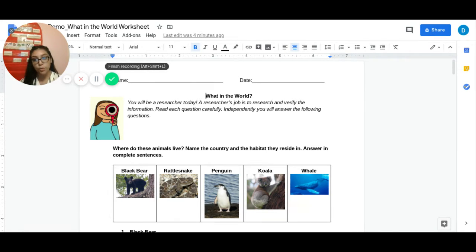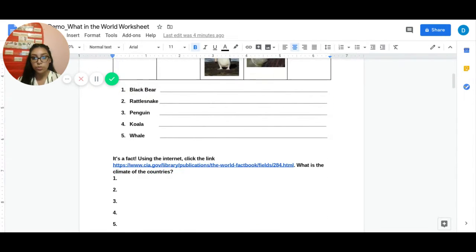For example, where do these animals live? You're going to name the country and the habitat they reside in. Please answer in complete sentences. Scrolling down.